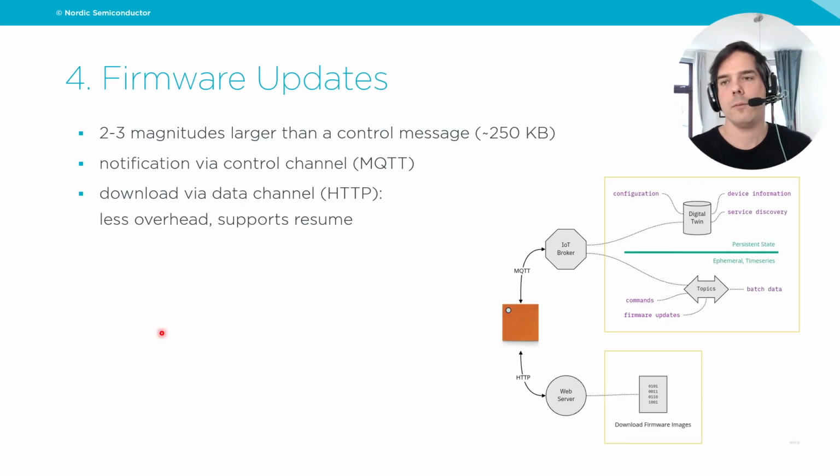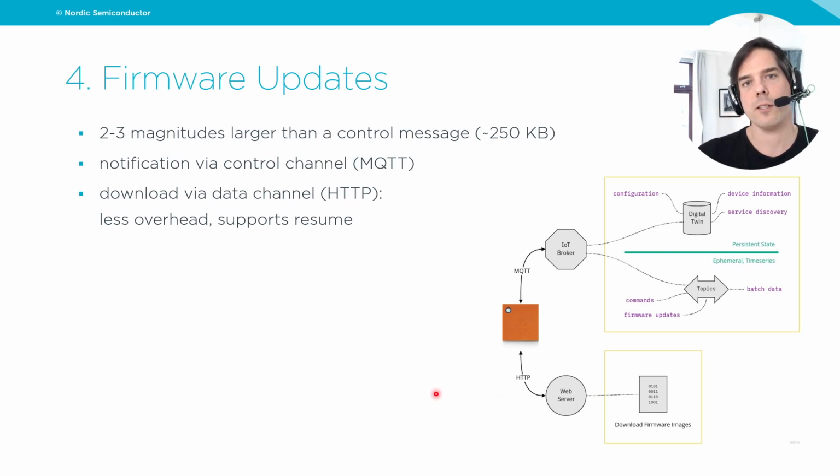And the last part I mentioned earlier, however, is firmware updates. The reason why this is separate is, again, it's way larger than a typical control message. A typical hex file is around 250 kilobytes of data, which we need to transmit to the device. It really makes sense to transmit this over HTTP because HTTP supports resume. So a device can start downloading a firmware update. If it loses connection, it could come online later and resume from a byte range it doesn't have. It doesn't need to start over again. This is a feature which is not implemented in MQTT.